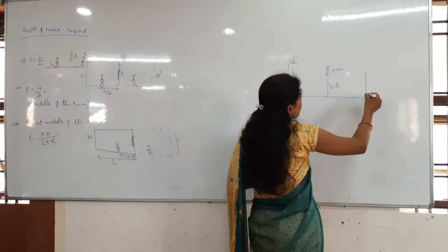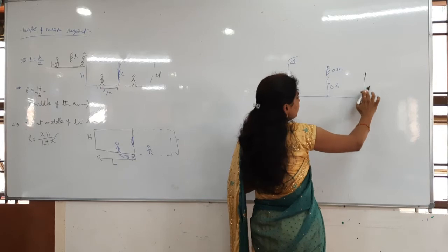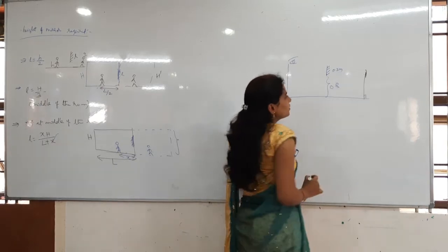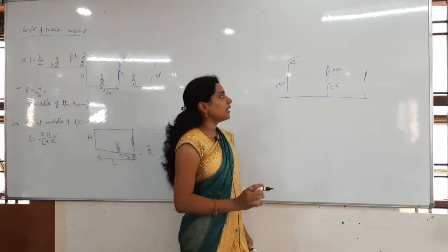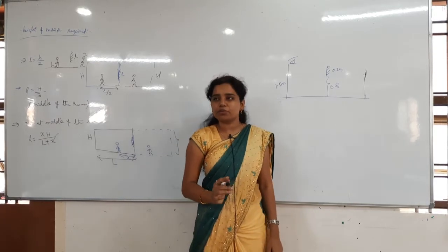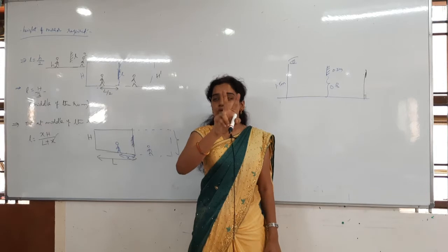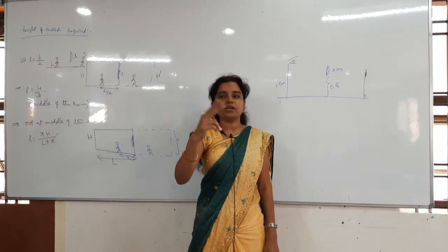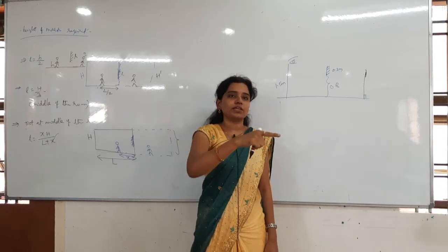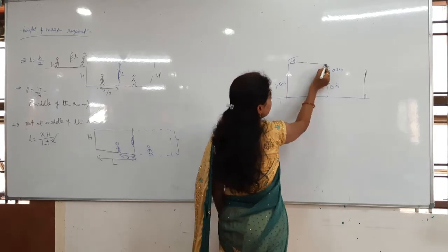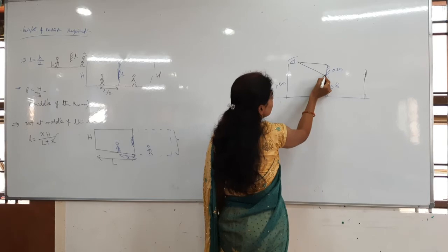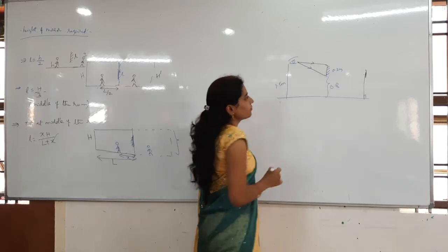The image is exactly formed here, not the complete image obviously. You will get some length only, so that this is the height of the image formed. Now you have to draw the ray diagram first. How do you draw the ray diagram? You require two rays, and you have to draw them till the edges of the mirror, that is, from the eye to the edges of the mirror. Two rays I have taken.